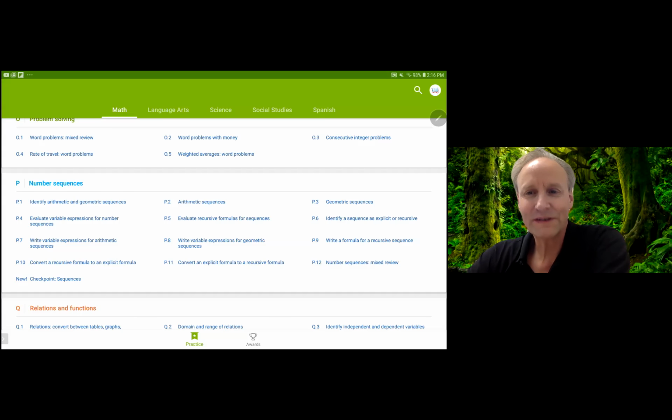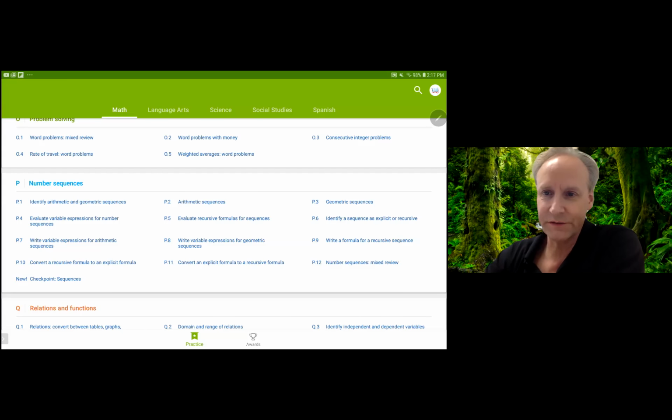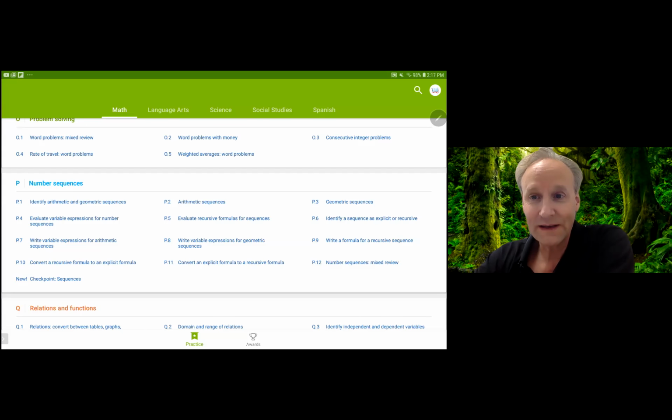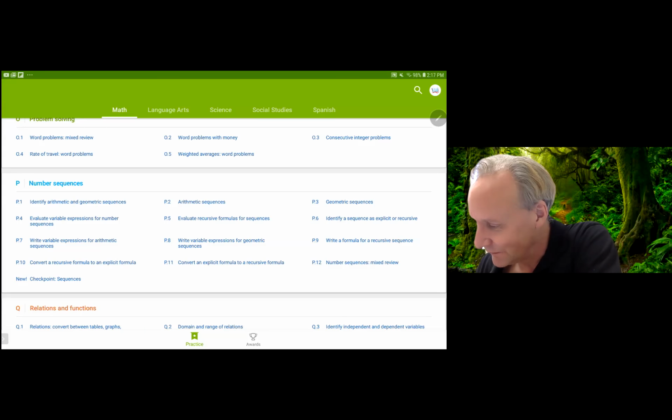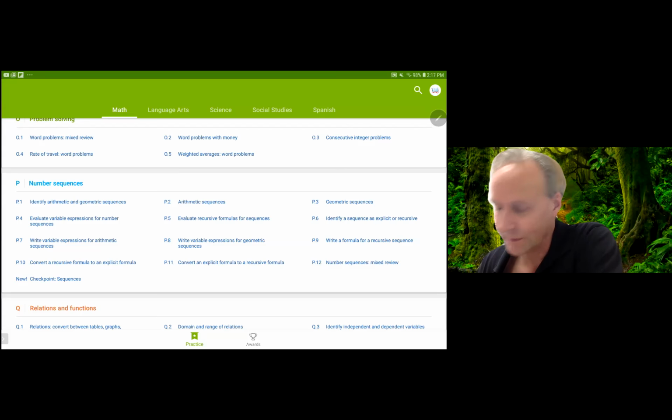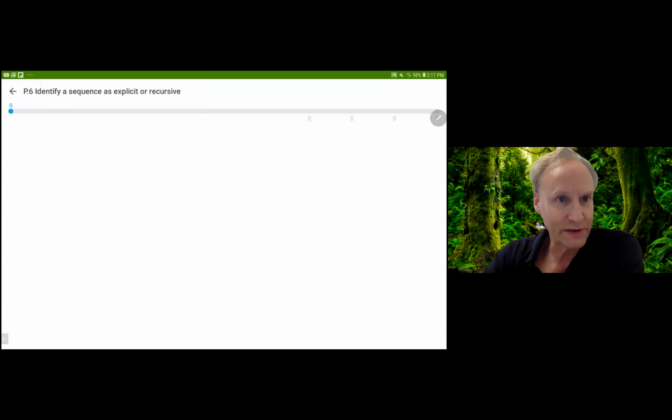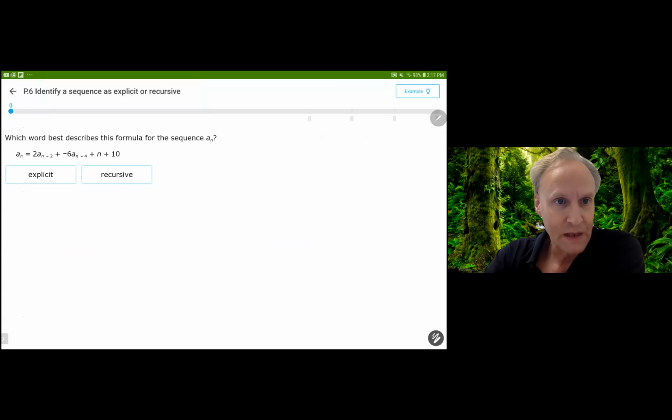Hi, everybody. We're going to look at the difference between recursive and explicit formulas for sequences. Luckily, I did a little preview and it's really, really easy. I'm glad I did the preview. I'm going to explain the first one and then I'm going to go fairly quickly.